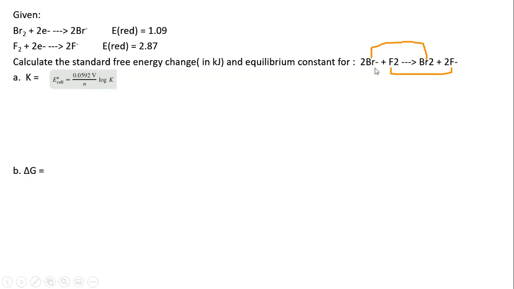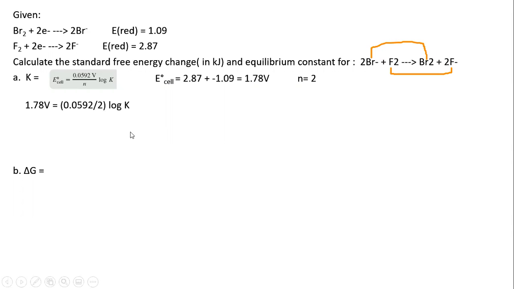So now remember, bromine is being oxidized, fluorine is being reduced. So to get the E of oxidation of bromide, we change the sign. So the E of cell is the E of reduction of F2 plus the E of oxidation of Br minus, which is the negative of the E of reduction. So we get an E of cell of 1.78 volts. Now the moles of electrons transferred would be in the balanced chemical equation, and we see that the moles of electrons transferred is 2. And again, that's always going to be from the balanced redox reaction.